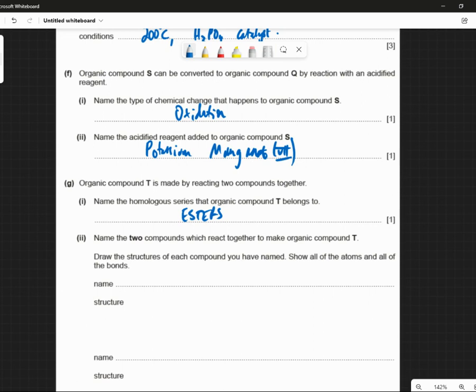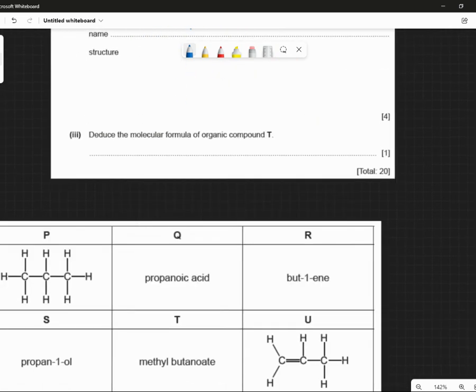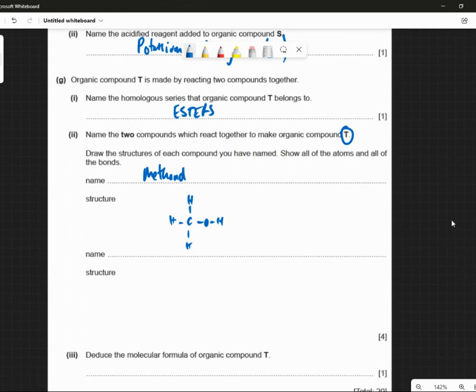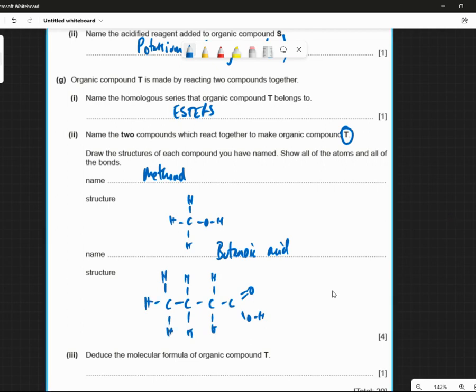Name two compounds which react together to form compound T. Well, one of them is methanol. This is the alcohol part. Methanol looks like this. And the other thing is butanoic acid. That's 4 in a row. 1, 2, 3, 4. There's my acid bit at the end. So when butanoic acid reacts with methanol, you get methyl butanoate. There you go.